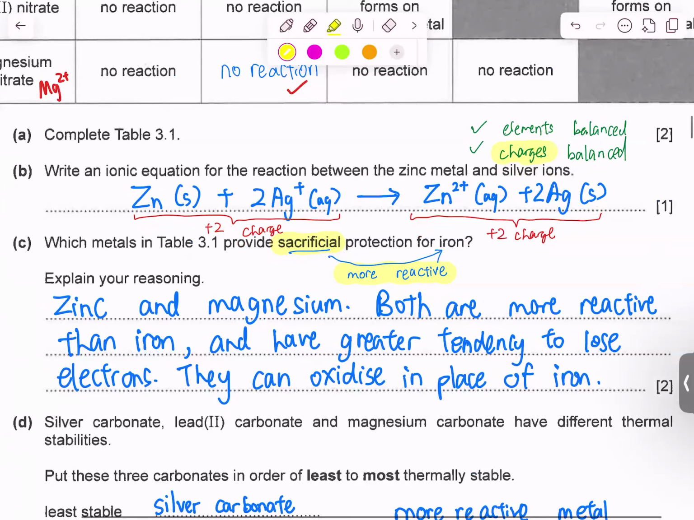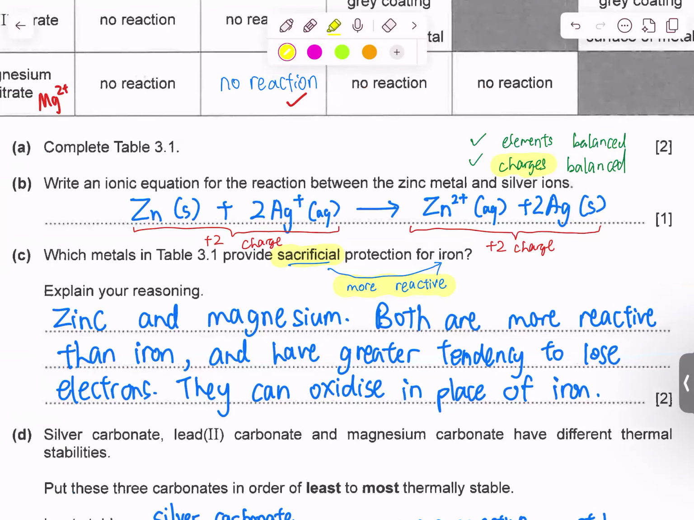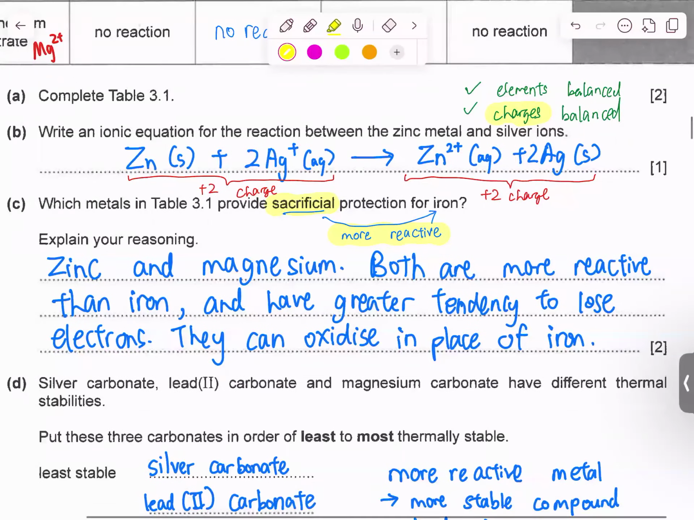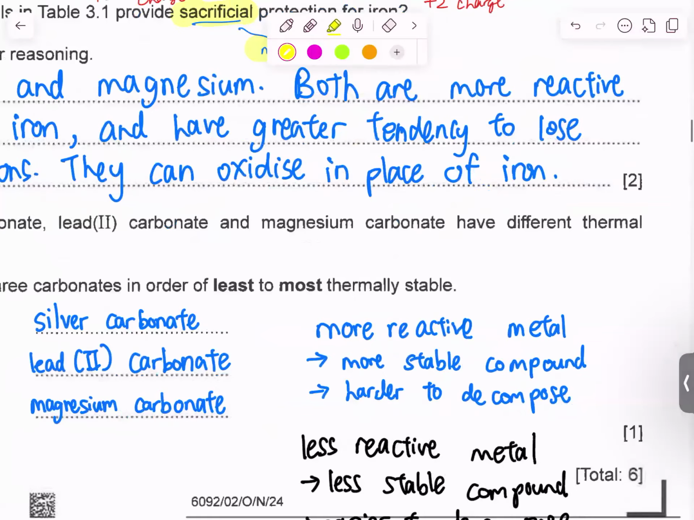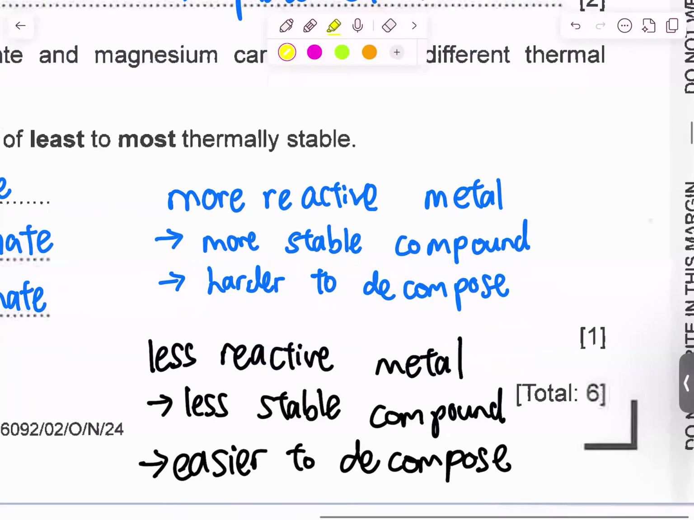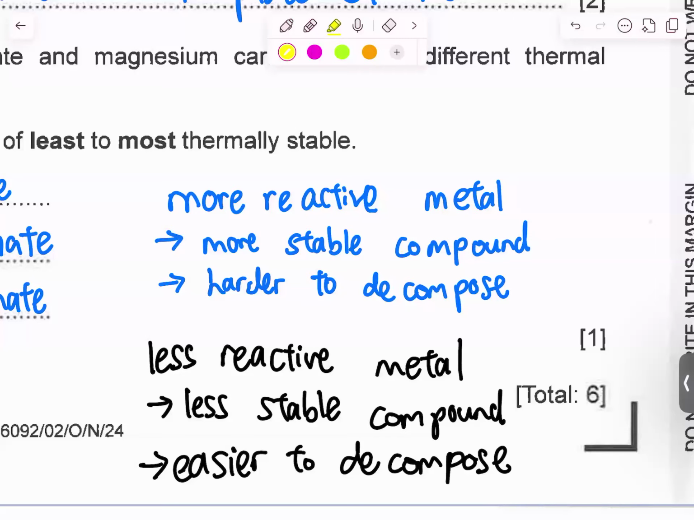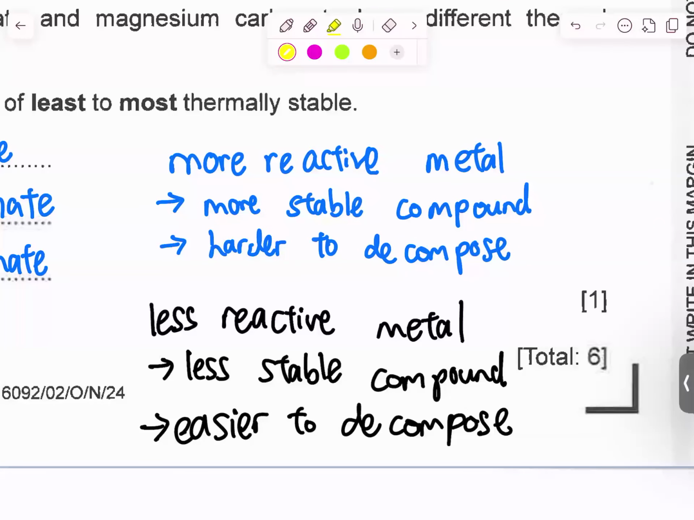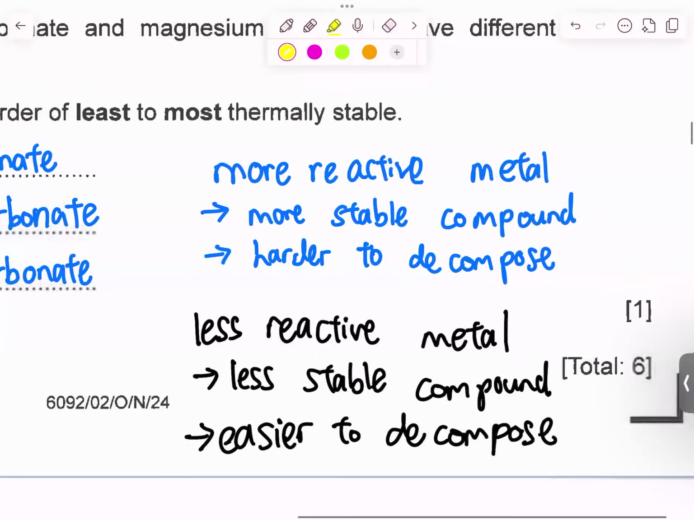Okay, the next one: silver carbonate, lead carbonate, and magnesium carbonate have different thermal stabilities. Put these three carbonates in order of least to most thermally stable. Before I go through the answer, I just want to highlight a principle. A more reactive metal forms a more stable compound, which means it's harder to decompose. Why is it so? Because more reactive metals form stronger bonds, and therefore you need more energy to break the bonds, so it's harder to decompose. Conversely, a less reactive metal forms a less stable compound, and therefore it's easier to decompose.